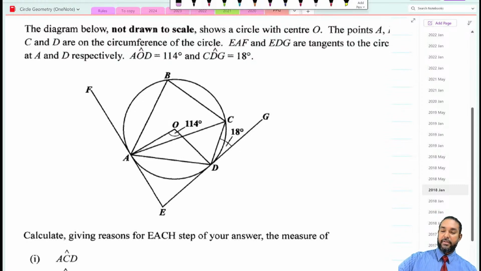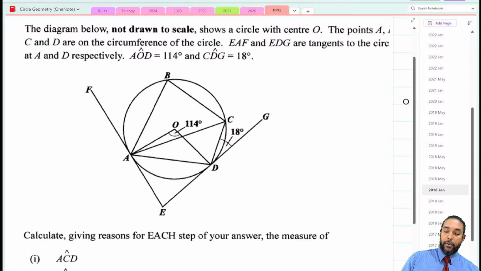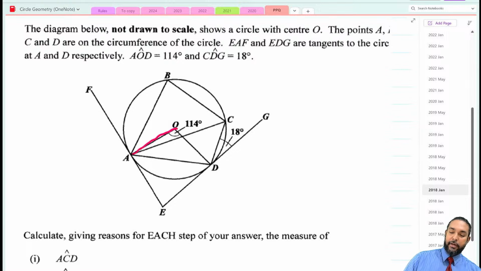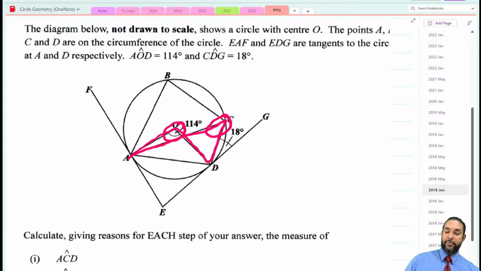Let me just identify some things first. OA and OD are radii in the same circle, right? Which means this triangle would have to be an isosceles triangle, because all radii in a given circle are equal in length. If you build a triangle using two radii and a chord, you have an isosceles triangle. We also have the rule that the angle at the center is double the angle at the circumference. That would help us find part A, because this is the angle at center and this is the angle at circumference.